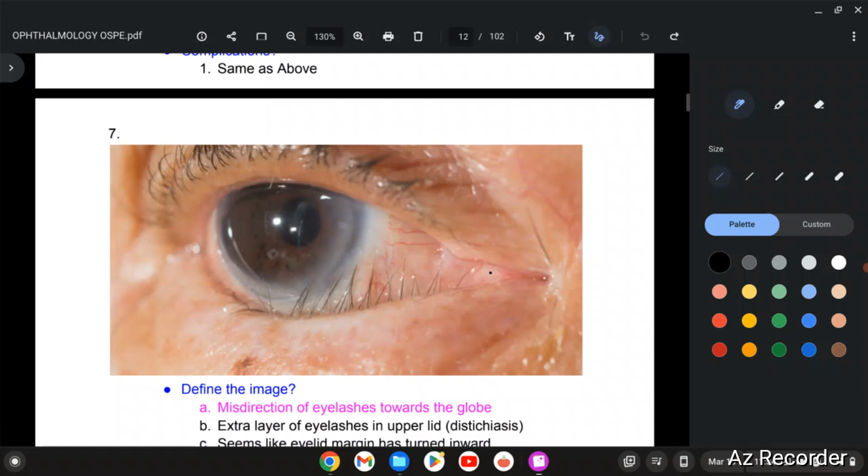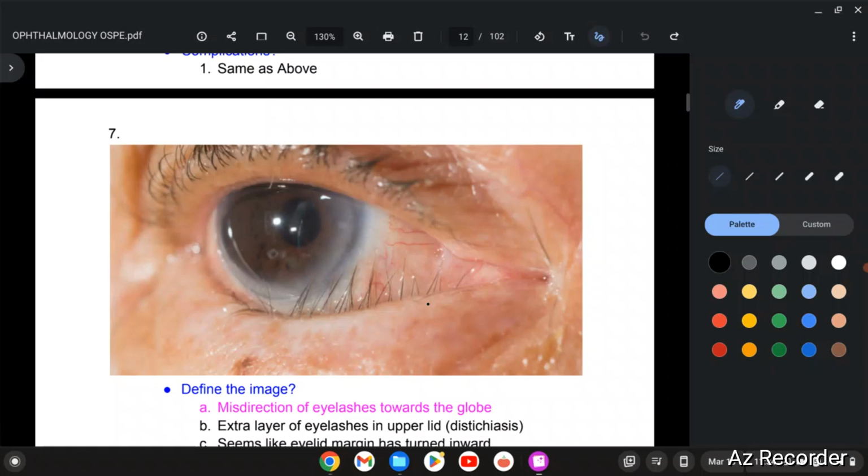Okay, I'm going to start with the lower eyelid first. On the lower eyelid, I see that the lashes are misdirected. They are actually towards the globe. And this is not normal, right? Because the eyelashes are directed outwards normally. So in this picture, the eyelashes are directed towards the globe. And if I try to see the lid margin, I can't have a pretty good idea whether the lid margin has turned inward or it's just the eyelashes.